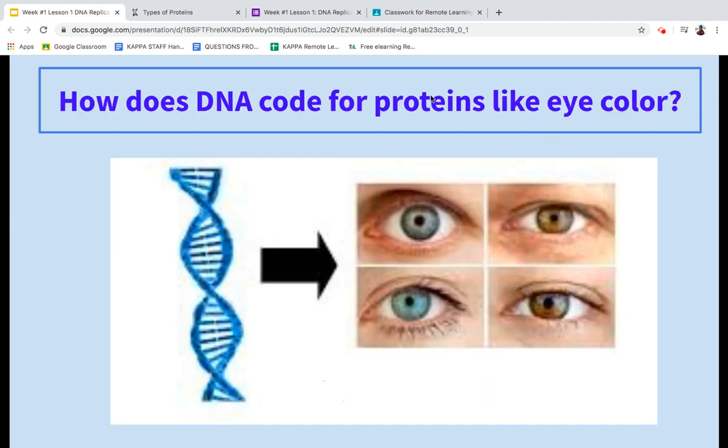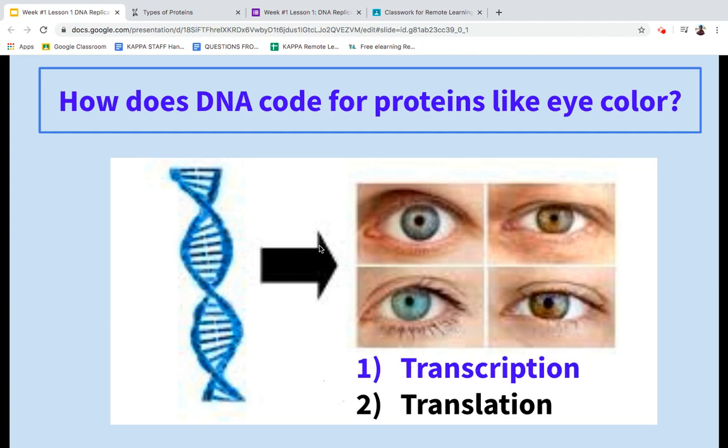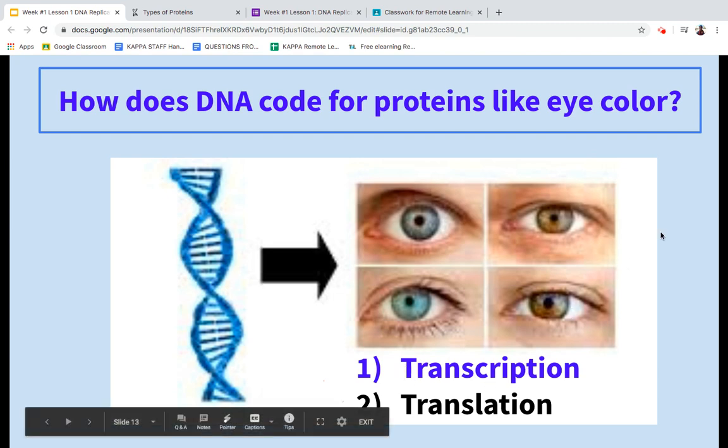So, how does DNA actually make things like proteins? All those cool proteins that we saw, how does your DNA actually do this? This is done through two processes called transcription and translation. This is separate from DNA replication. DNA replication was for copying, for your cells being able to divide. This transcription and translation process is for DNA being able to make proteins.